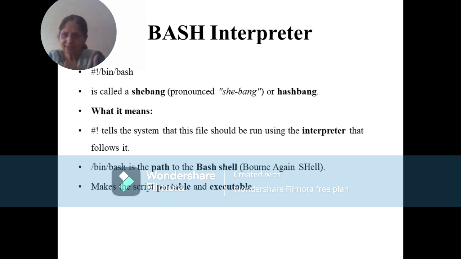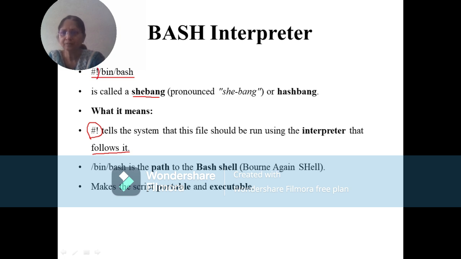Now let us see the bash interpreter a little closely. Whenever we write a program, let us have a good practice of writing this particular command as the first statement of our script. And what is this command? This is known as shebang, also known as hashbang. And why do we need it? This hash and exclamation mark tells the system that this file should be run using the interpreter that follows it.